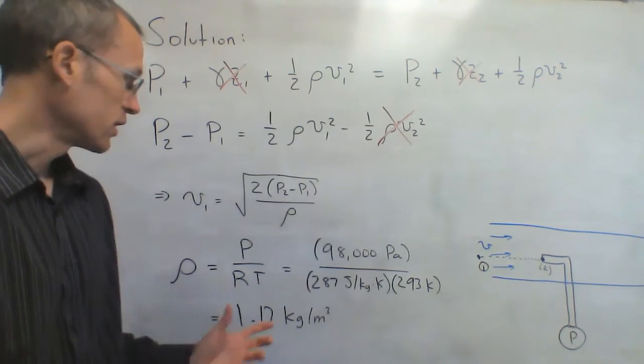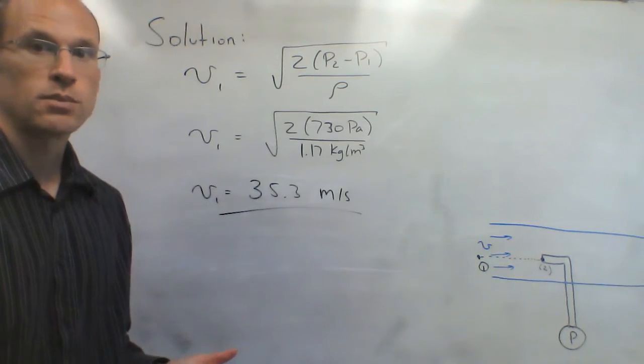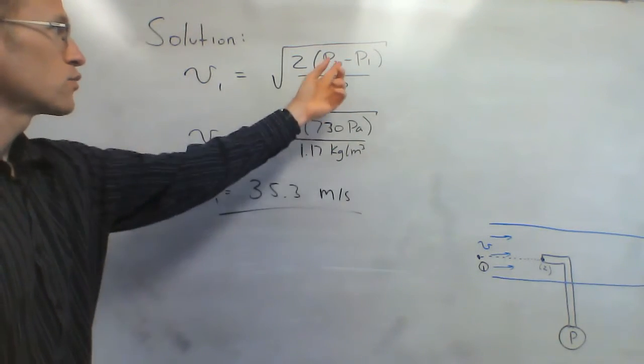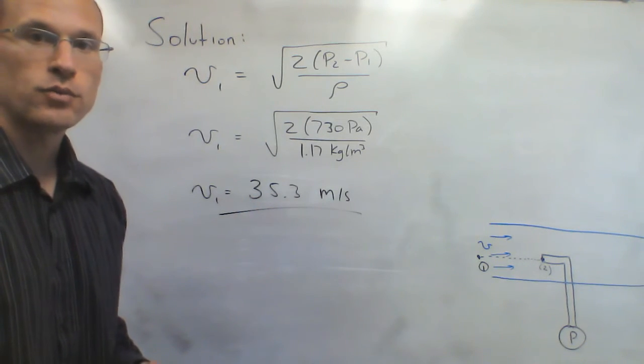Now it's a matter of plugging all those numbers in to find my velocity. So again, plug the numbers in. 730 for my pressure difference, 1.17 for my density, gives me a velocity of 35.3 meters per second.